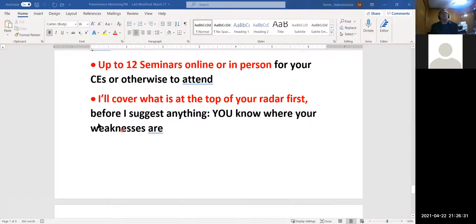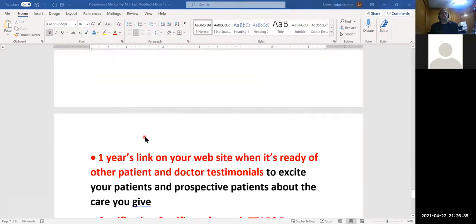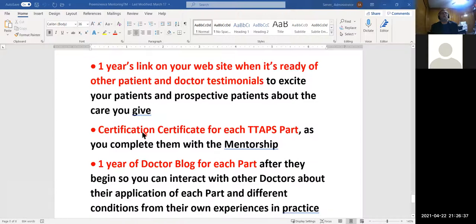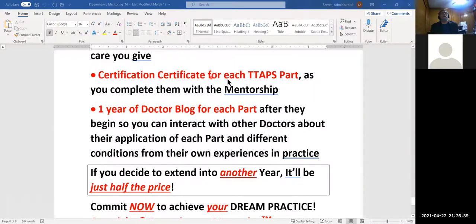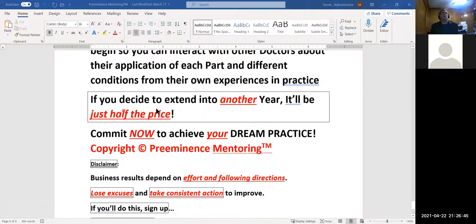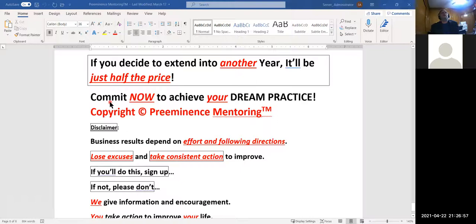I'll cover anything that's on the top of your radar first before I suggest anything. You know where your weaknesses are. You're going to get a certificate when you become proficient in those parts. Now, if you decide to extend another year, it's half the price. So if you re-up, it's just $4,000 for a year after you've completed the first year of the one-on-one.